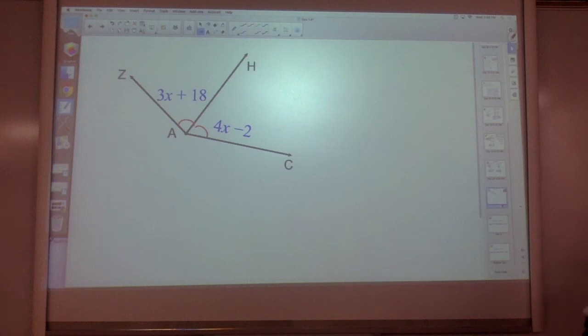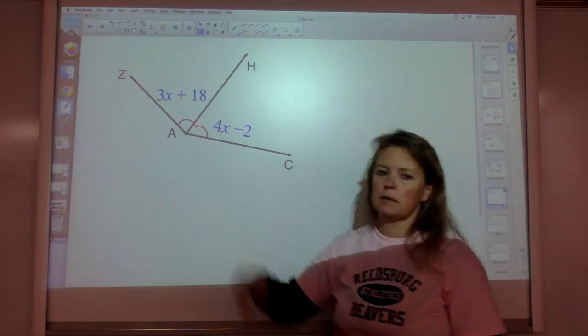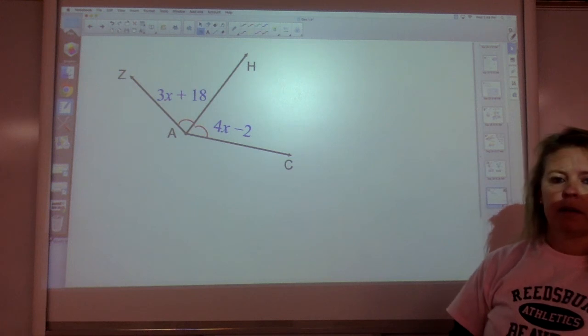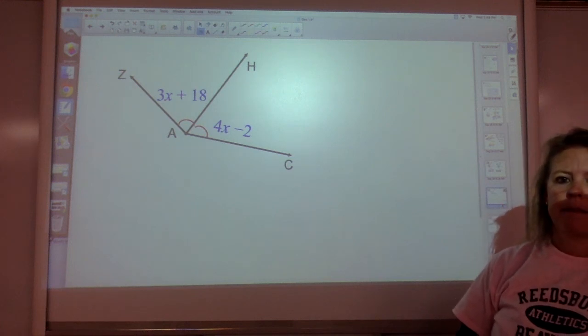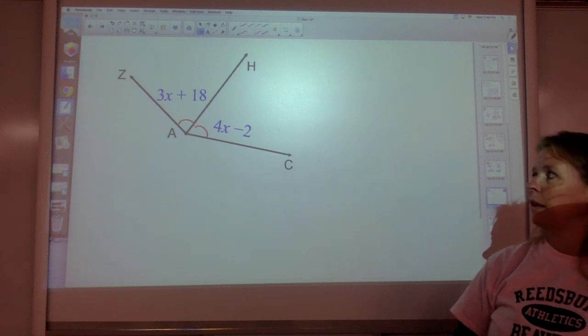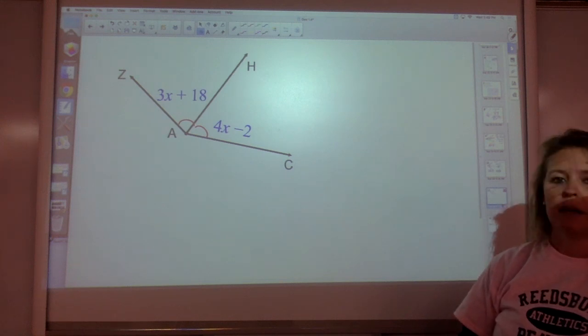And finally, last one with a little bit of algebra. This is also an angle bisector. It didn't tell you at the top that it was an angle bisector, but you know because of these 2 congruent markings that it's an angle bisector. Go ahead and draw it. If it's an angle bisector, we know that the big angle, ZAC, has been cut in half.